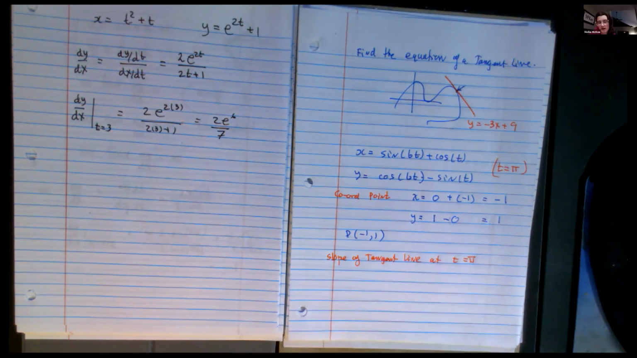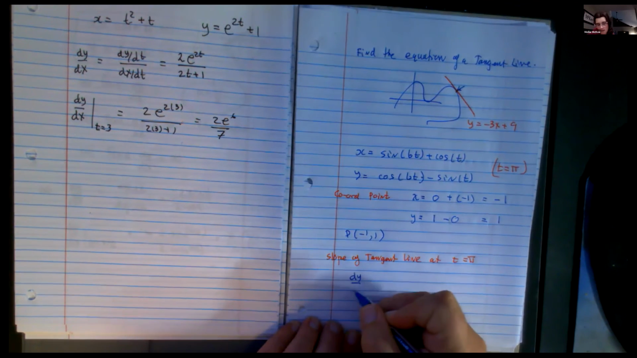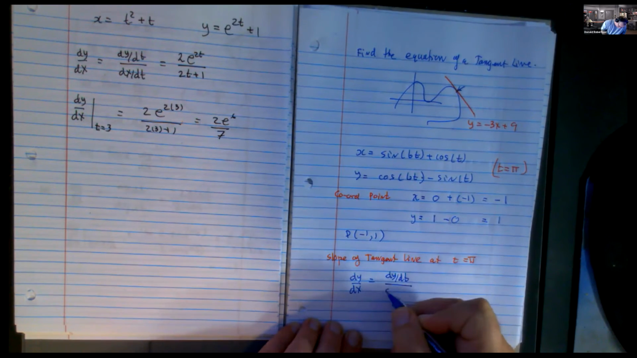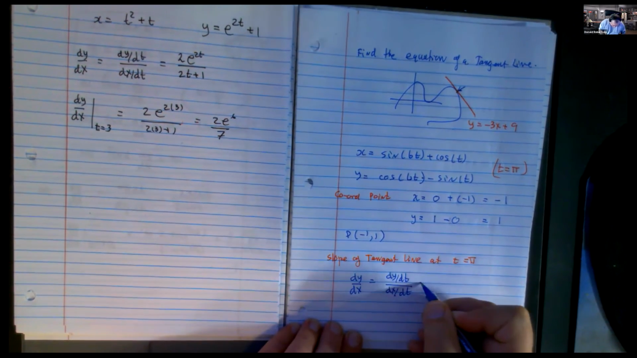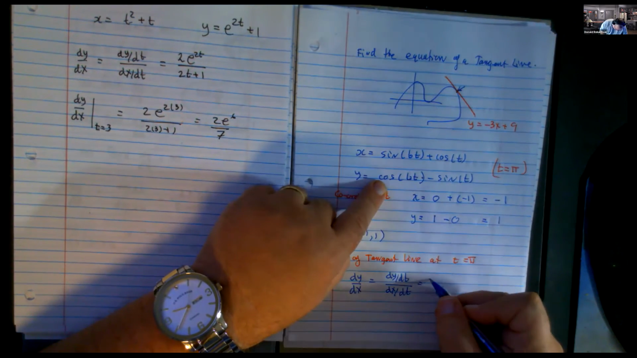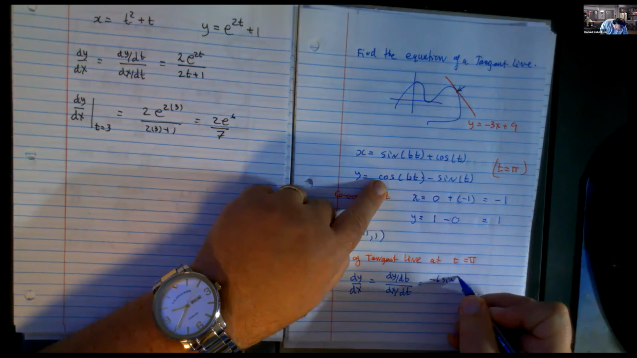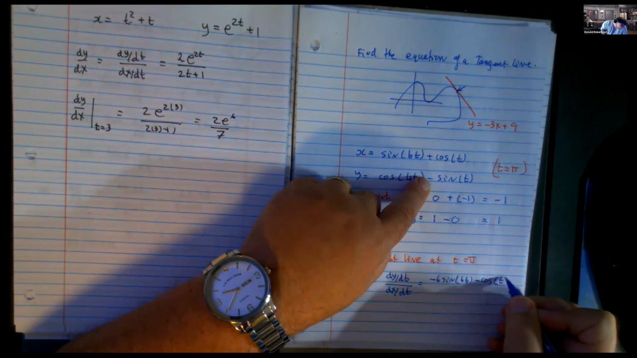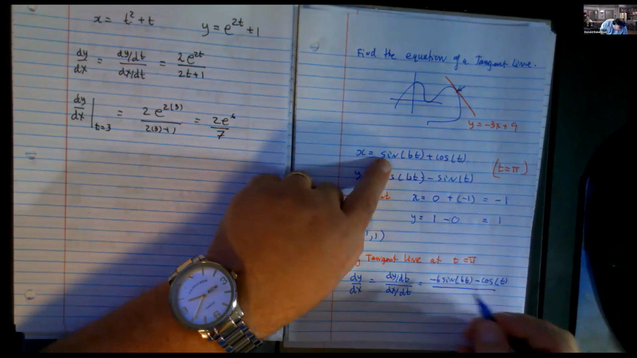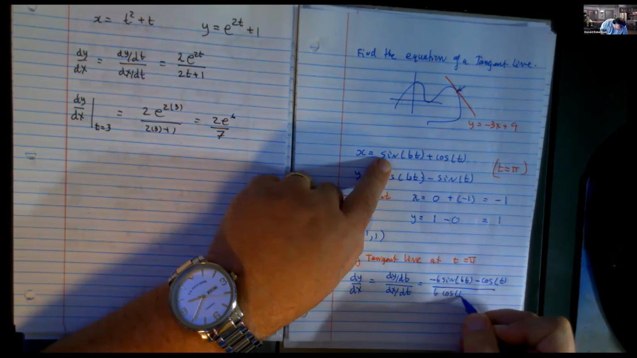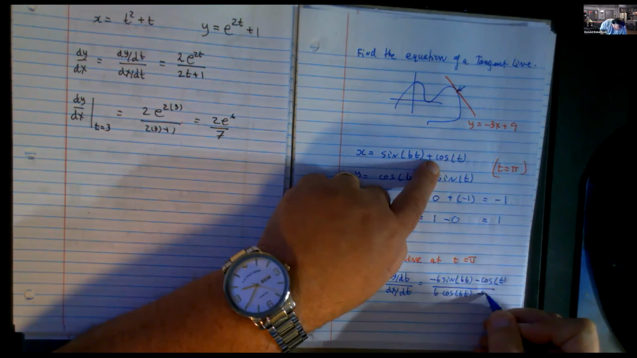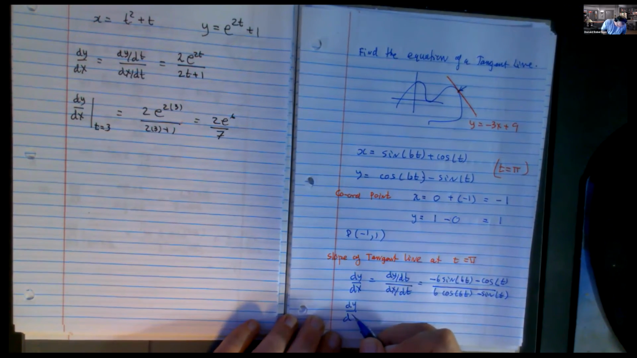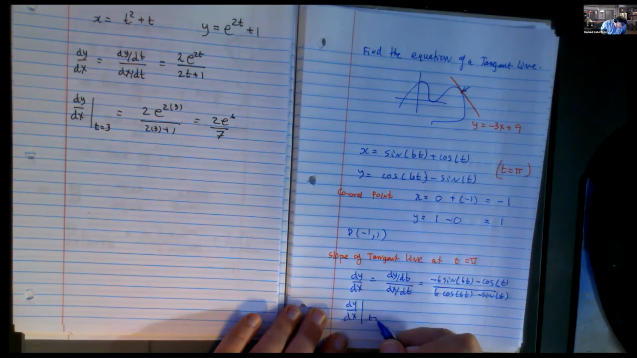Don't you just find the derivative and plug it in? Yep. So it's going to be dy by dt on the top, dx by dt on the bottom. And if you differentiate this, you get -6 sine 6t on the top, take away the cosine of t. And then on the bottom you get 6 times the cosine of 6t minus the sine of t. And then you find the value of the derivative at t equals pi.